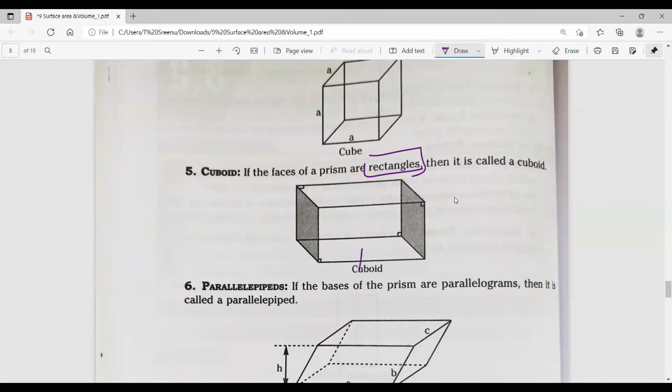Bases are rectangles. Here one rectangle base and here one base. Two opposite sides are rectangles and two opposite sides are squares. So, next, parallelogram.